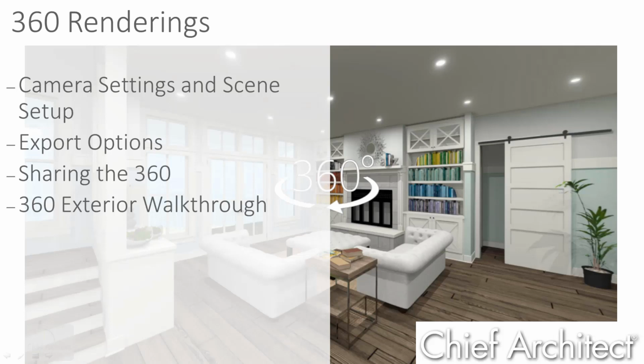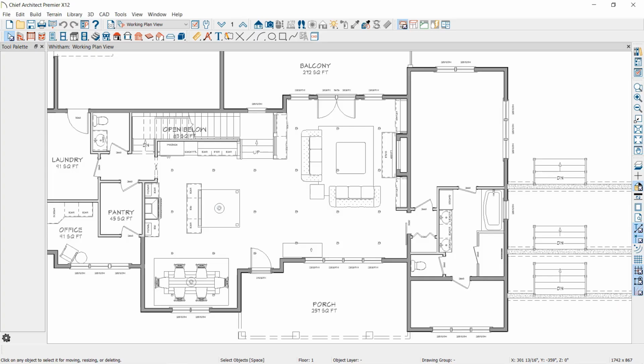So we're going to just jump right into the program. I'm going to start out in X12, and we'll jump into X13 a little bit later. To create a 360, we're going to need to first have a camera view to then export from. So I'm going to take a look at our camera options. We have our camera view tools right here. We're going to start just by looking at our full camera. To place a full camera, we're going to click and drag in the direction that we would like to look.